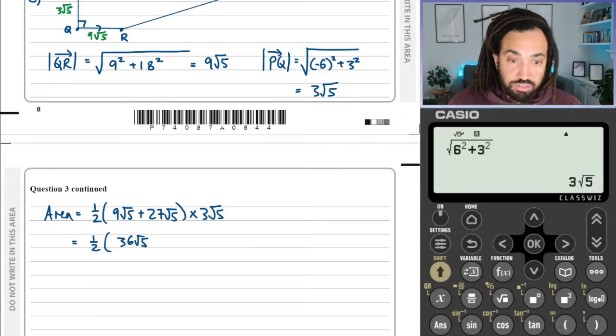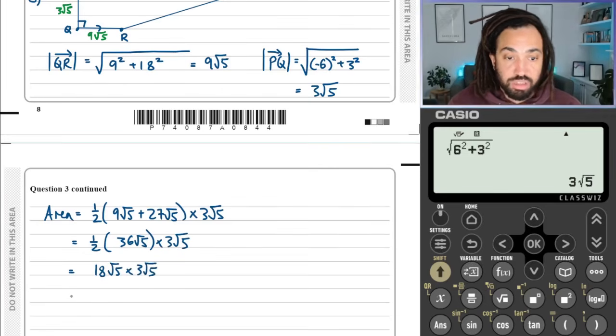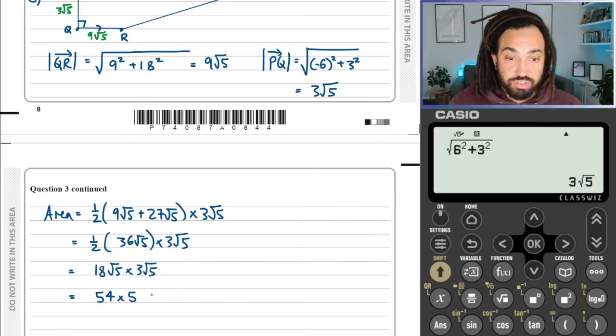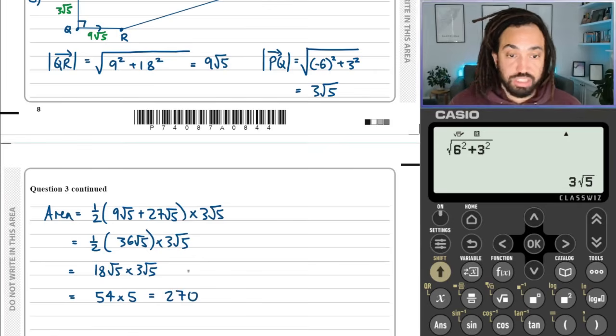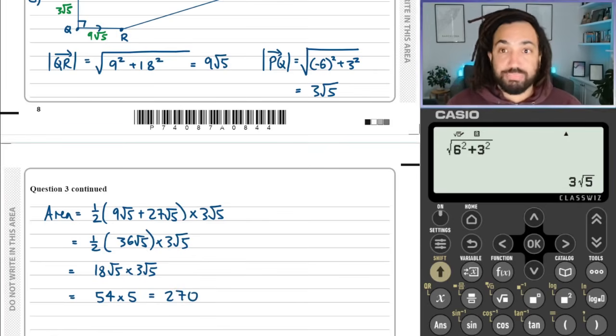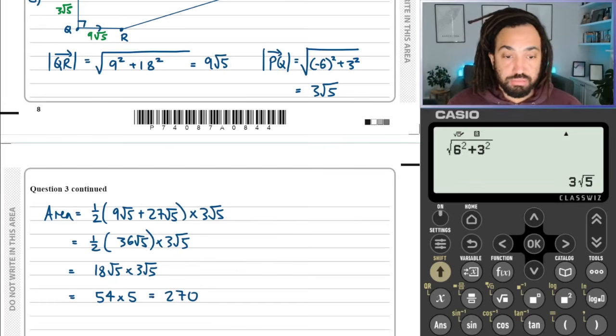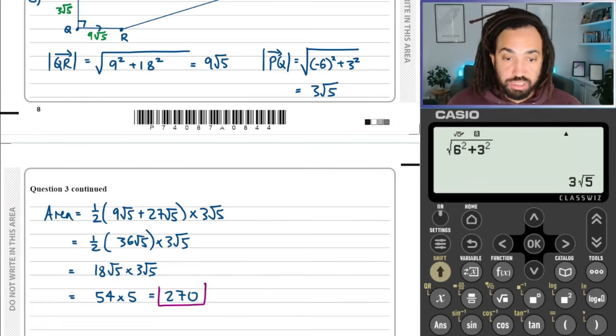36 root 5 times by 3 root 5. A half times 36 is 18, so 18 root 5 times 3 root 5. And 18 times 3 is 54, and root 5 times root 5 is 5. So it's 5 times 54, which is 270. Brilliant. Job done.